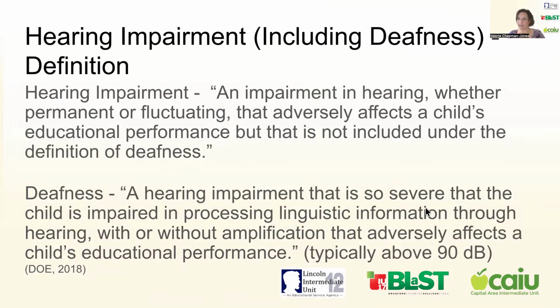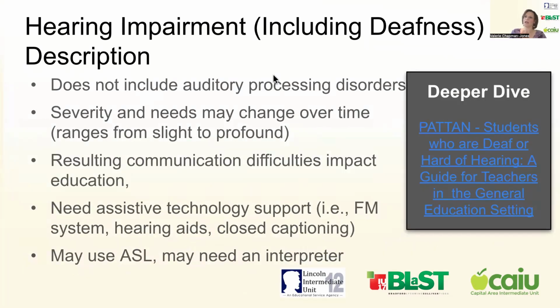The next category is hearing impairment, including deafness. So those are kind of grouped together. Please pause the recording and read over those definitions. The description of this disability category. It does not include auditory processing disorders. Students with that diagnosis would fall under other health impaired or possibly one of the other disability categories I already discussed. The severity and needs can change dramatically.